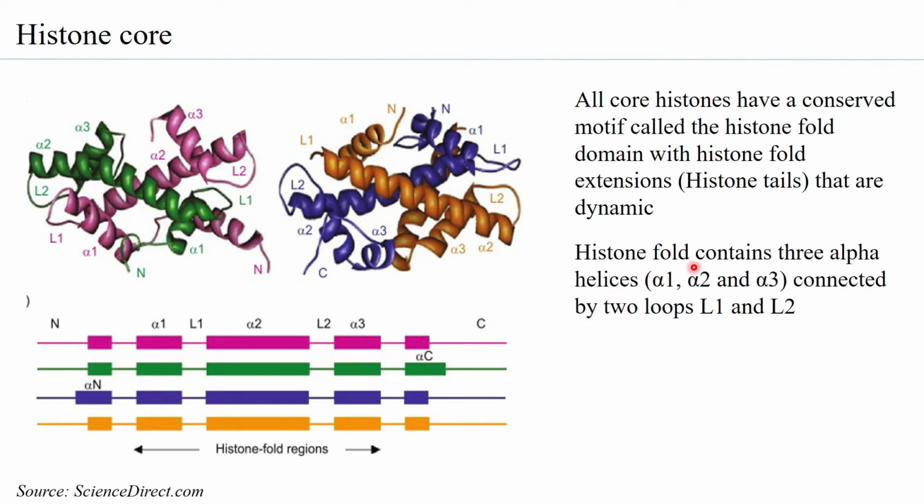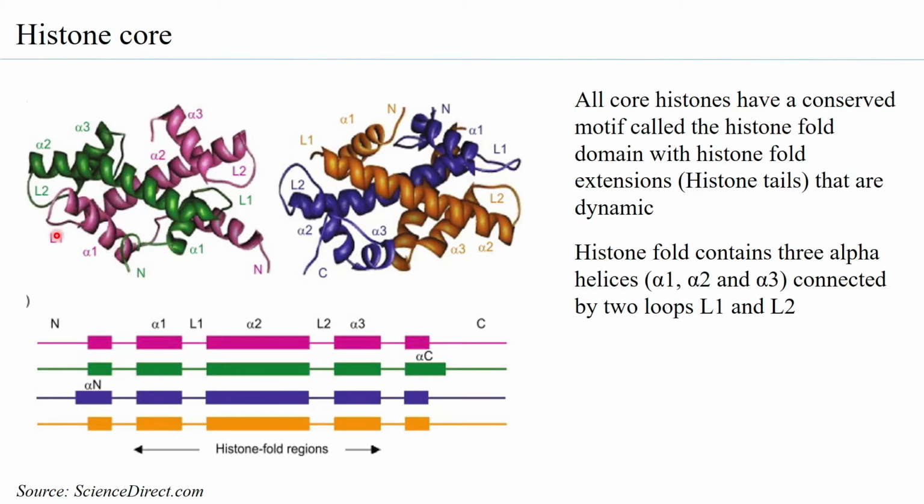The histone fold contains 3 alpha helices. So if you consider this is alpha 1, this is alpha 2, and this is alpha 3. So there are 3 helices in the supersecondary structure of the histone core, which is called as the histone fold.